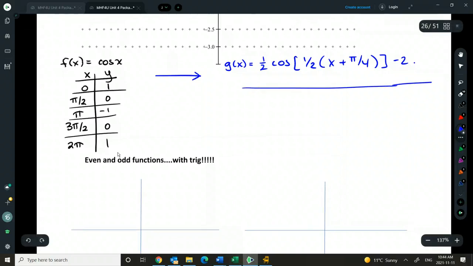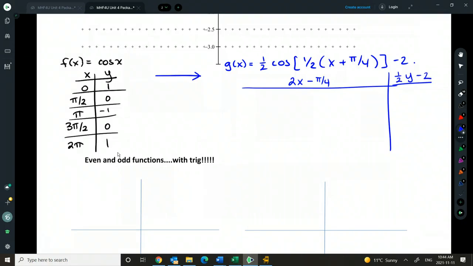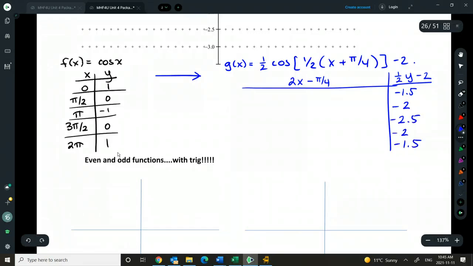So who can set up our equations for us here? I'm going to leave some space for the x's over here. Bella? Great. Let's do the x's first quickly here. Half of 1 minus 2, so half minus 2, negative 1.5. 0 times a half minus 2, that's just negative 2. Negative 1 times a half, so that's negative half minus 2, negative 2.5. And then 0 and 1 will be the same as the ones I calculated above.